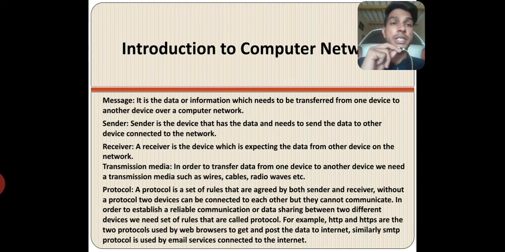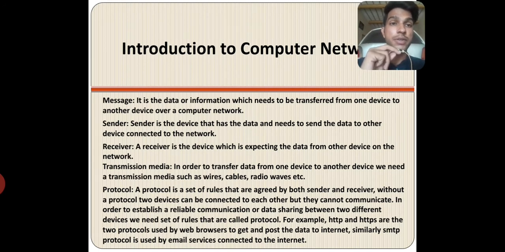Fourth one is transmission media. In order to transfer data from one device to another device, we need a transmission media such as wires, cables, radio waves, etc. And fifth and last one is a protocol. A protocol is a set of rules that are agreed by both sender and receiver. Without a protocol, two devices can be connected to each other, but they cannot communicate.